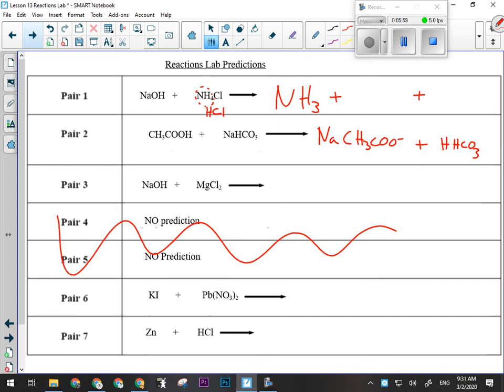Okay, what happened when you mixed the vinegar and the baking soda? It bubbled and fizzed and carried on like crazy. Okay, which means what was produced? A gas. Okay, so we had a gas that was produced in that reaction. The gas that's produced in that reaction is carbon dioxide. That's not what we predicted, and that's fine.